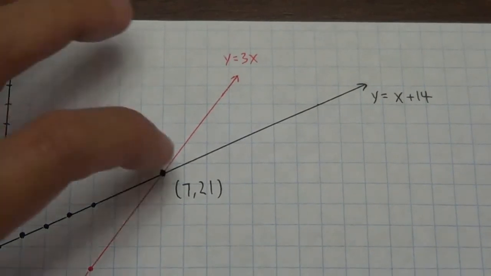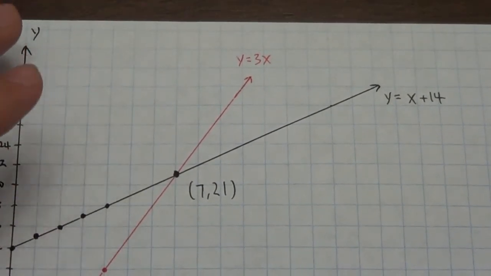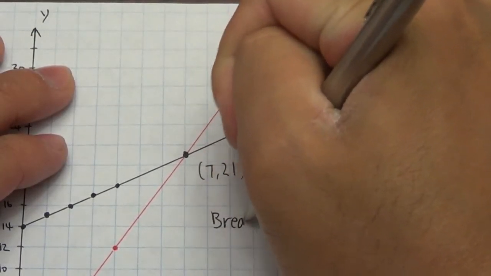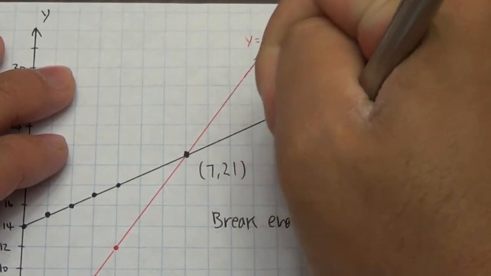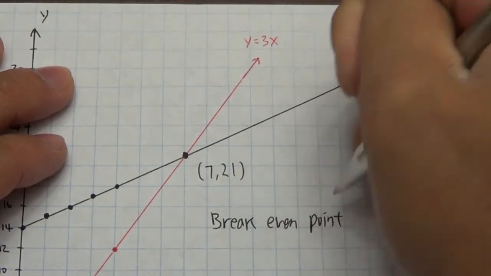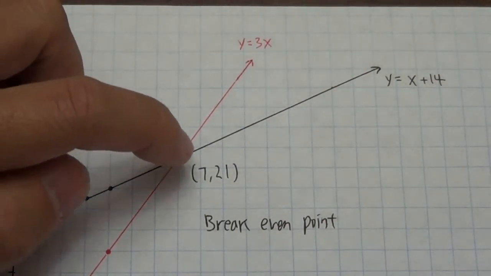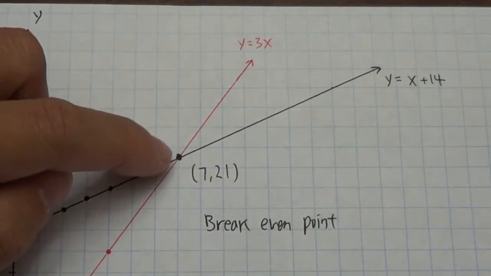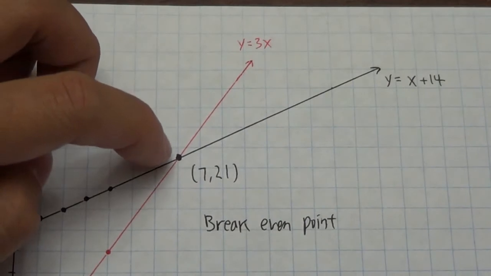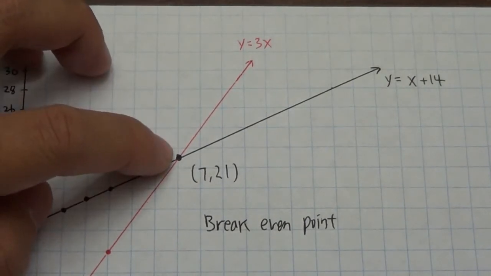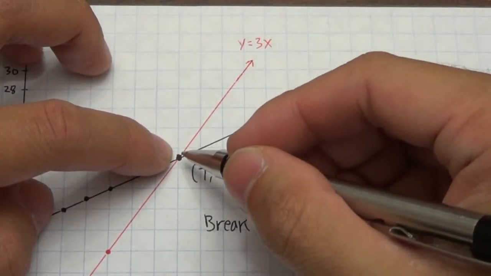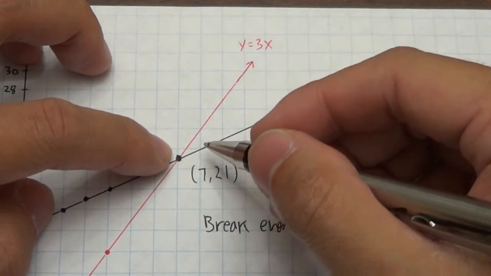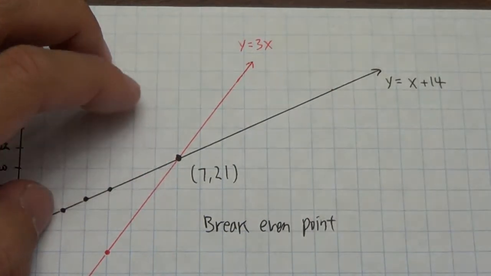So that point is correct, and that will represent the break-even point. Meaning, he would need to make at least 7 cakes. If he sells all 7, he will cover all his costs, so he would make $0. As long as he sells more than 7, he would make money. And obviously, the more he makes, the more money he's going to make.